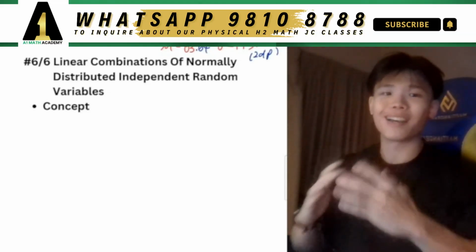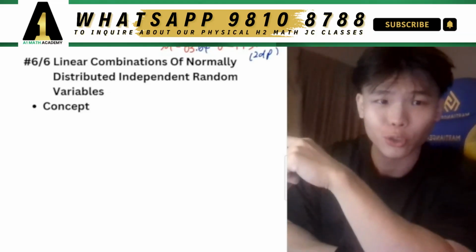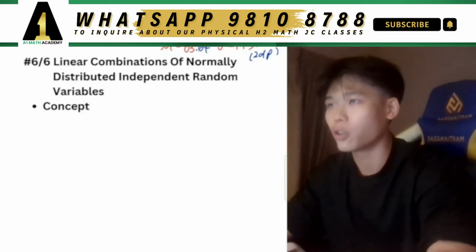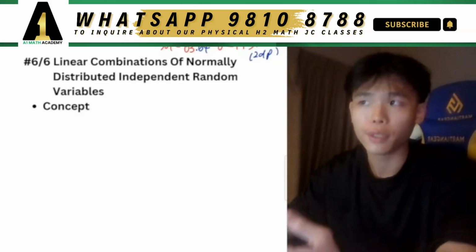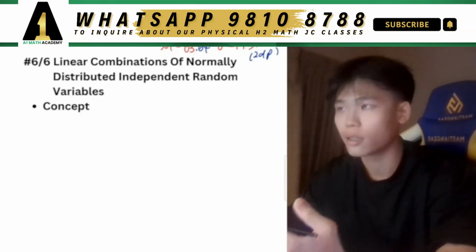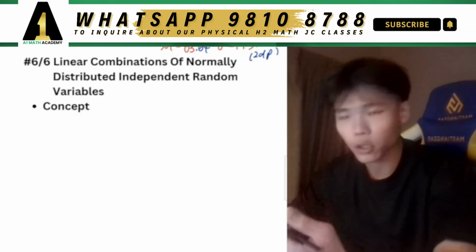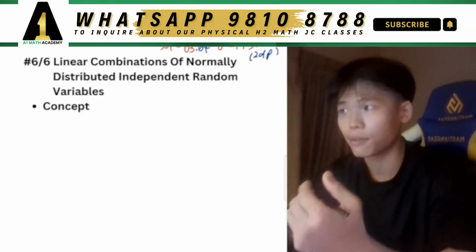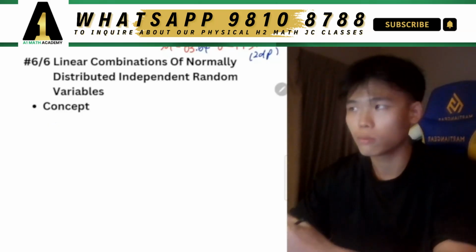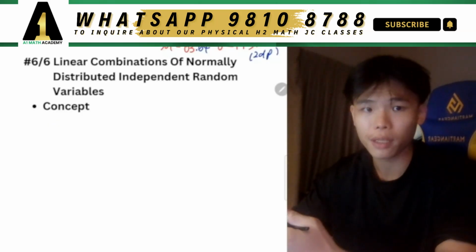Alright, welcome back to the last concept under normal distribution. We are going to be talking about combinations of different normal distribution curves into a new normal distribution curve. Basically, this concept discusses the fact that if you have different independent random variables.